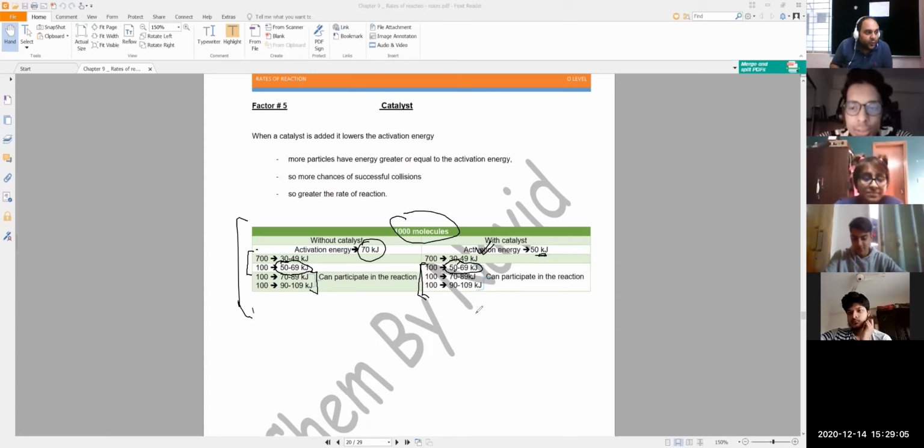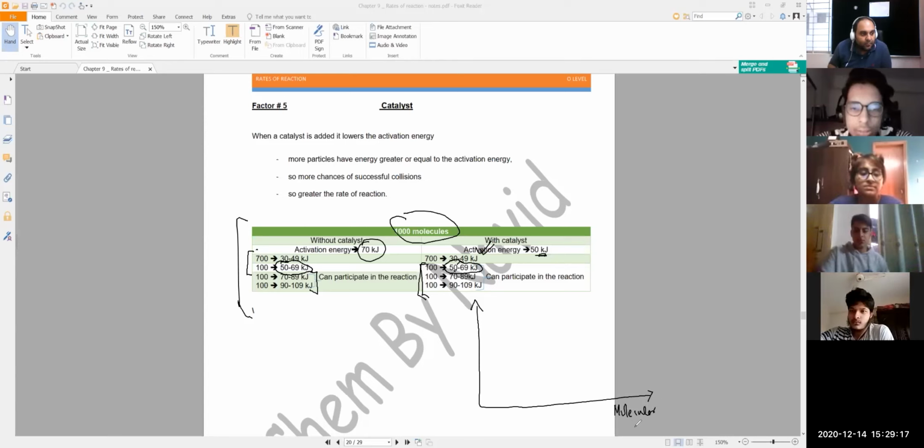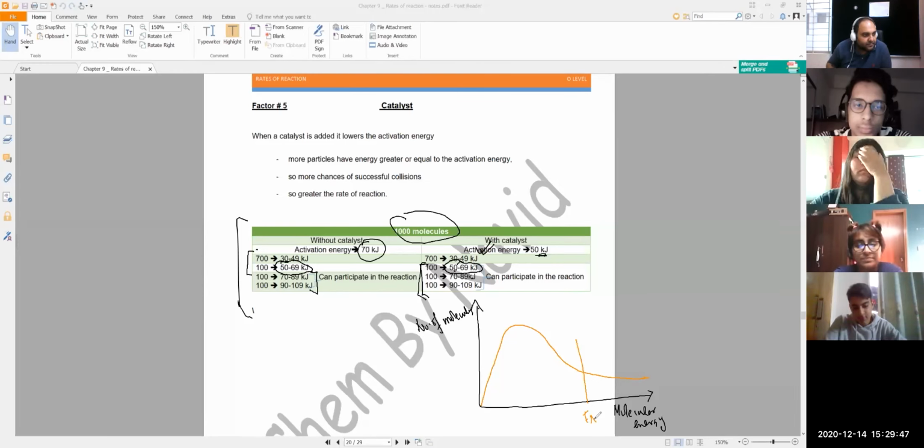So again, we correlate this with the Maxwell-Boltzmann distribution curve. So what was in the x-axis? Molecular energy. What was in y-axis? Number of molecules. This is our activation energy. So these are the molecules who have energy greater or equal to activation energy. So these are the molecules who participate in the reaction.